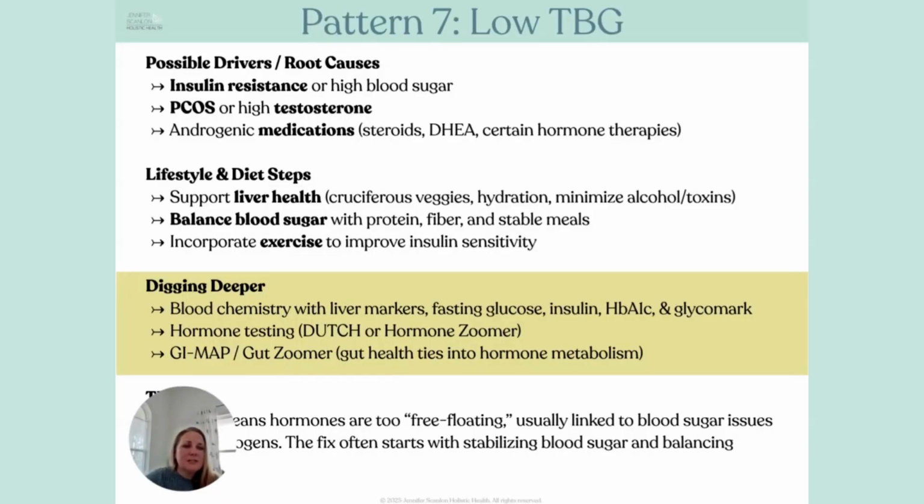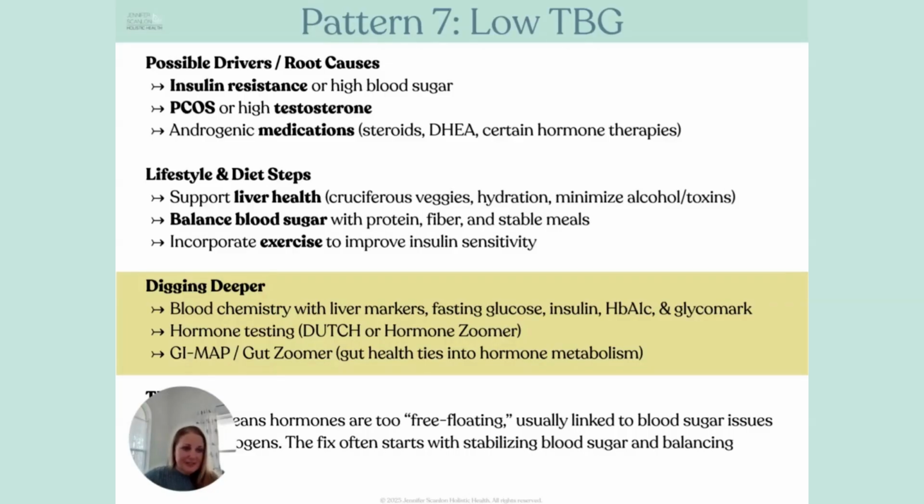insulin sensitivity. To dig deeper into why you might have low TBG, we want to look at blood chemistry with liver markers, also looking at your blood sugar markers like fasting glucose, insulin, HbA1c, or the GlycoMark, hormone testing like the DUTCH or the Hormone Zoomer, and then the GI-MAP or the Gut Zoomer, because gut health ties into hormone metabolism like we talked about before.